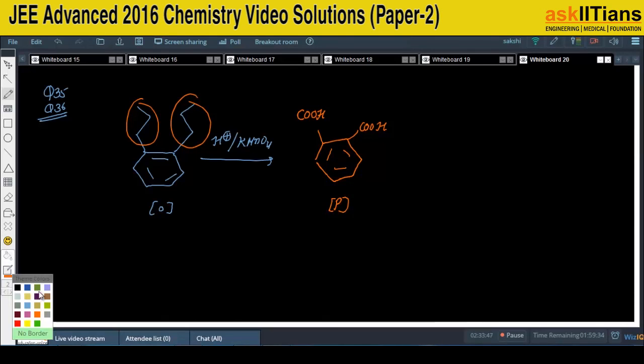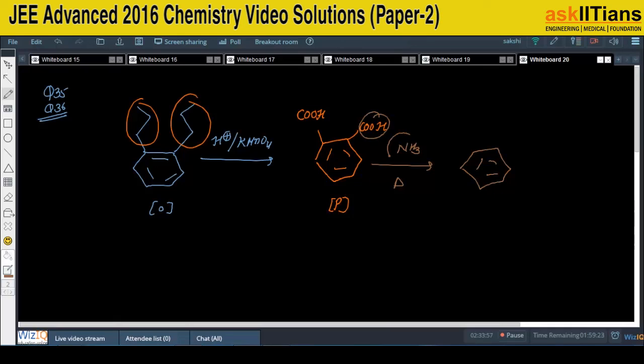Now further, it has been said that once you add ammonia and heat the compound P, then again this is a very simple thing. The COOH, once heated with ammonia, will get converted into amide. So you can write CONH2 here and you can write another CONH2 here. And let's say this is compound number Q.